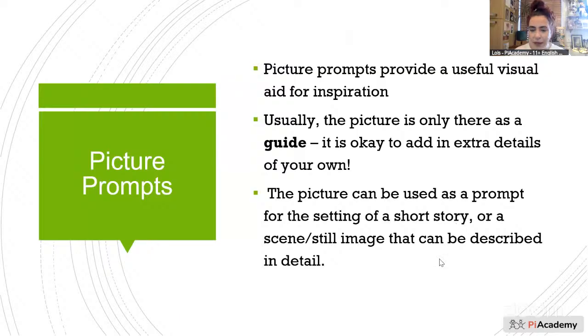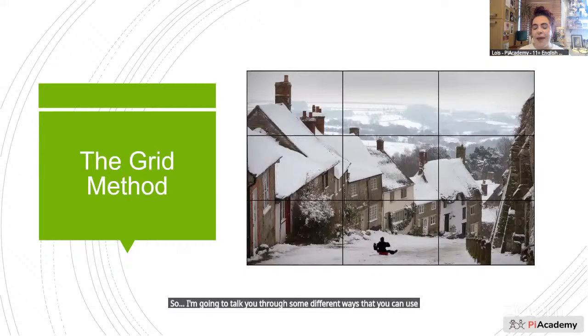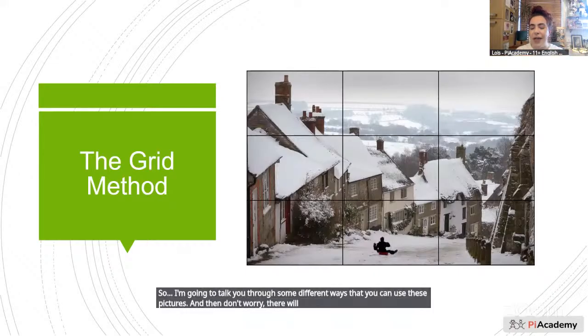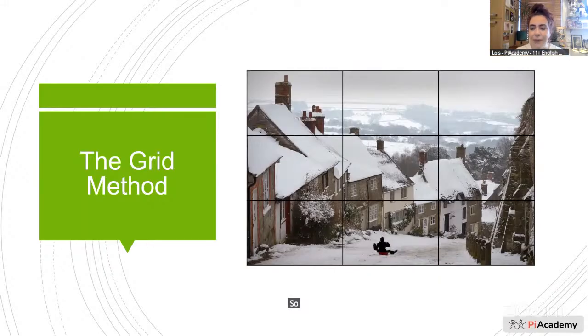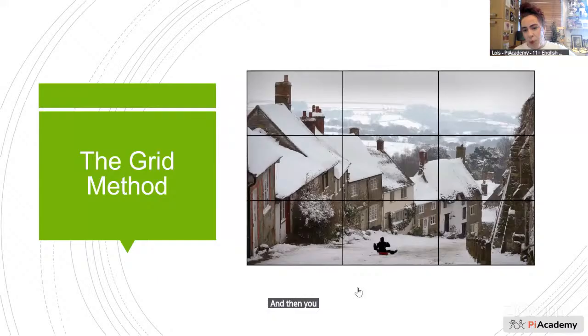So I'm going to talk you through some different ways that you can use these pictures, and then don't worry, there will be some opportunities for you to try these things out. My first method for using a picture for creative writing is the grid method. Now, I've got a picture here, a snowy village scene. You've got the hills in the background, the houses and the rooftops covered in snow, and then you've got the little boy sledding down the hill there.